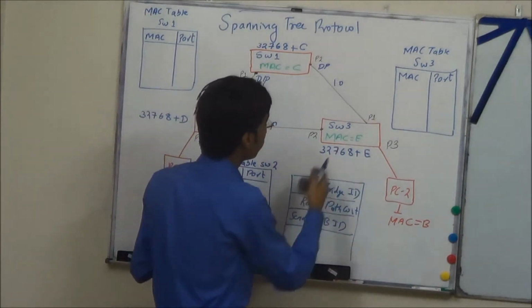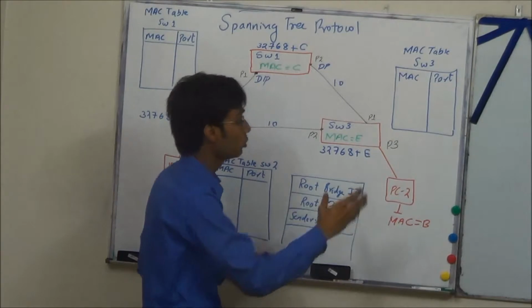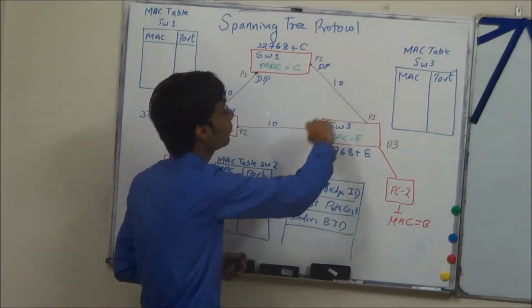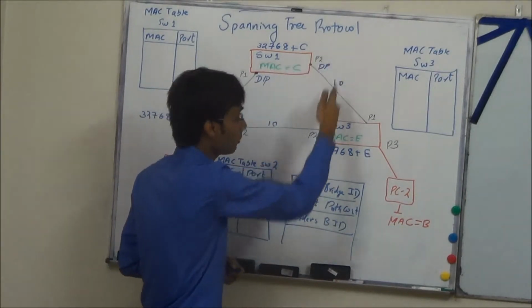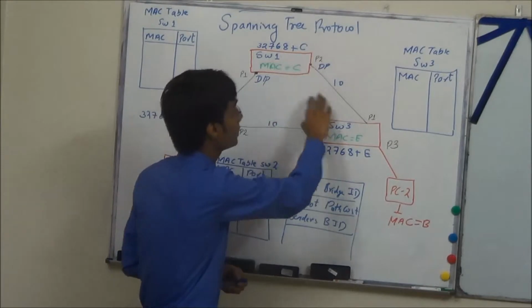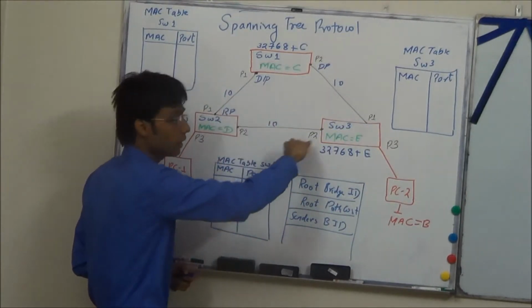Similarly, we elect a root port at switch 3. We have two BPDUs received, one at port P1 and one at port P2. Let's see what it receives at port P1: 32768 plus C root bridge ID, RPC 0, and sender's bridge ID of 32768 plus C. It will receive a BPDU this way.